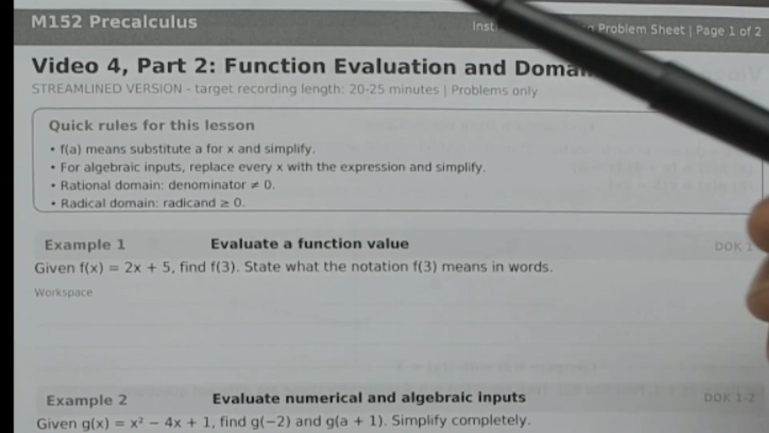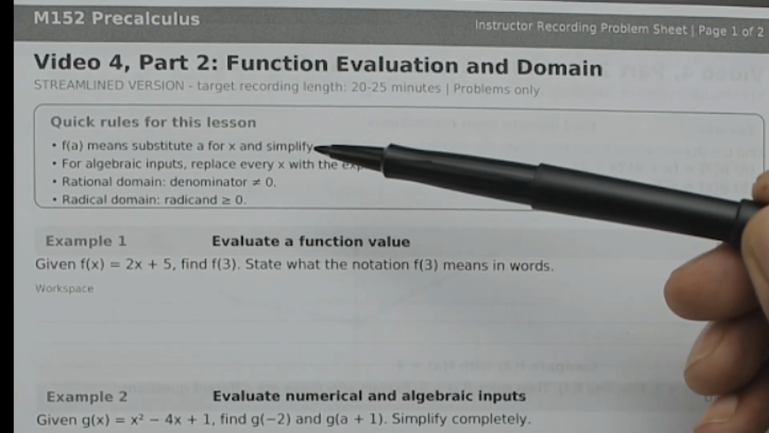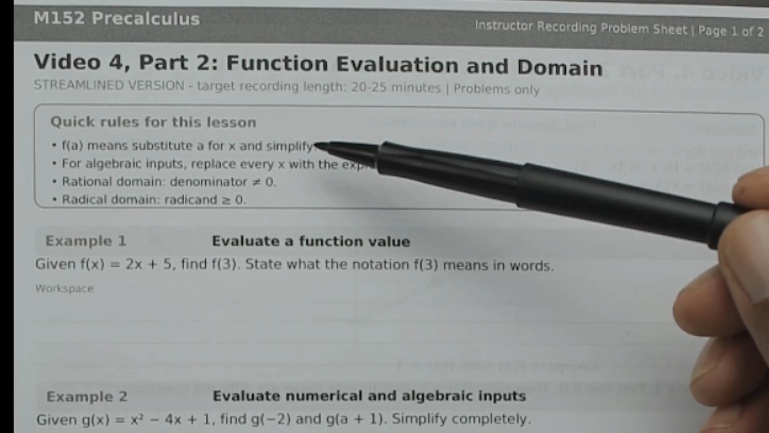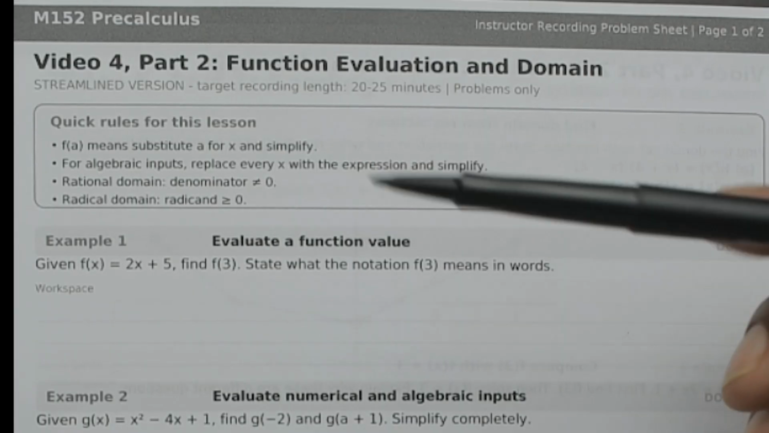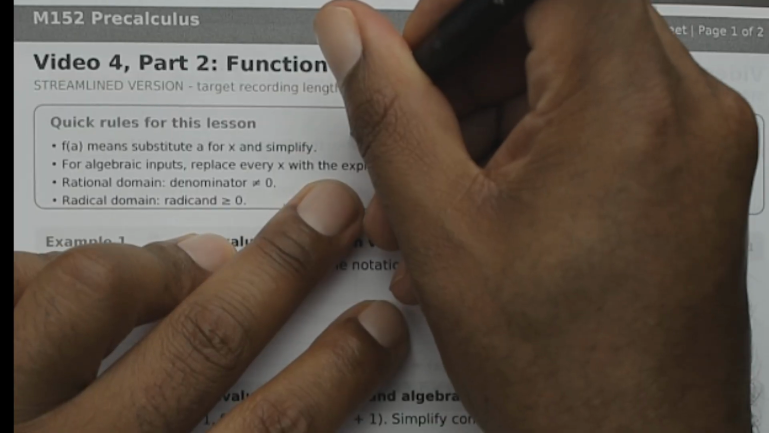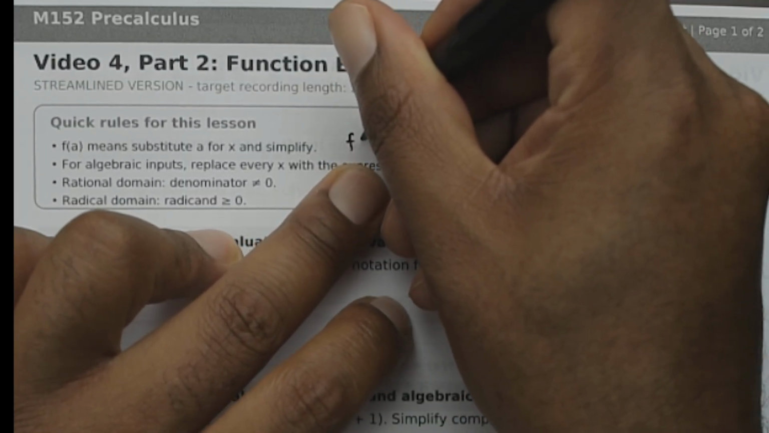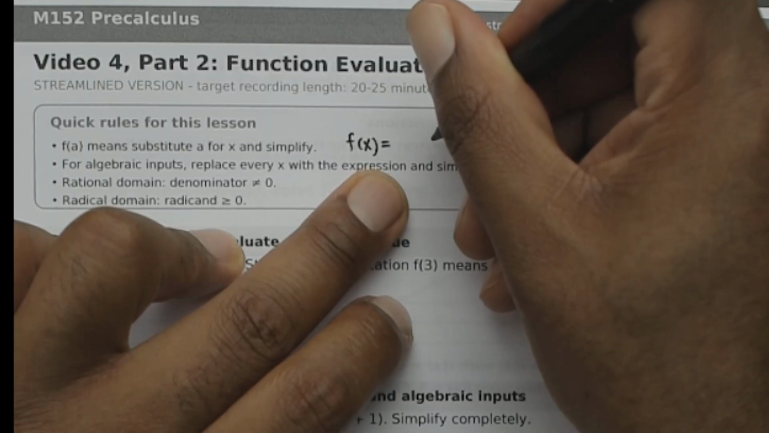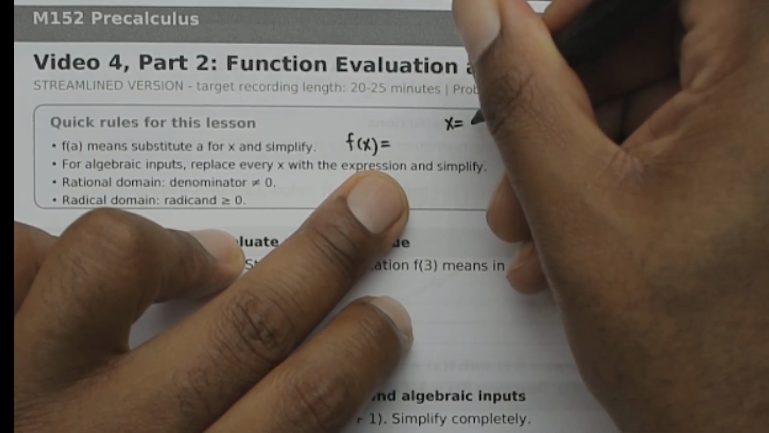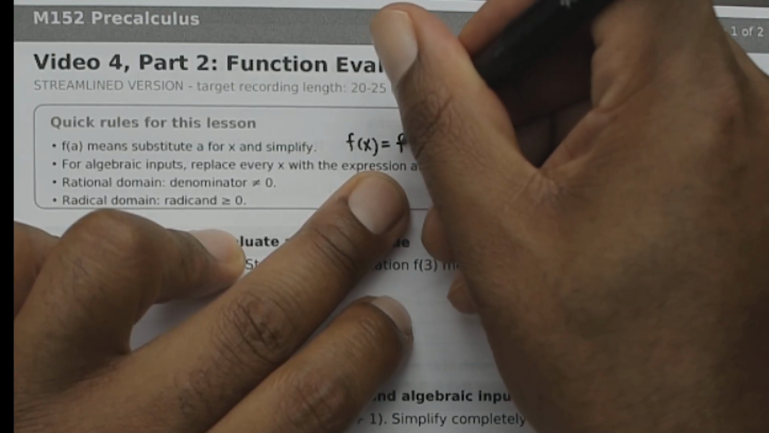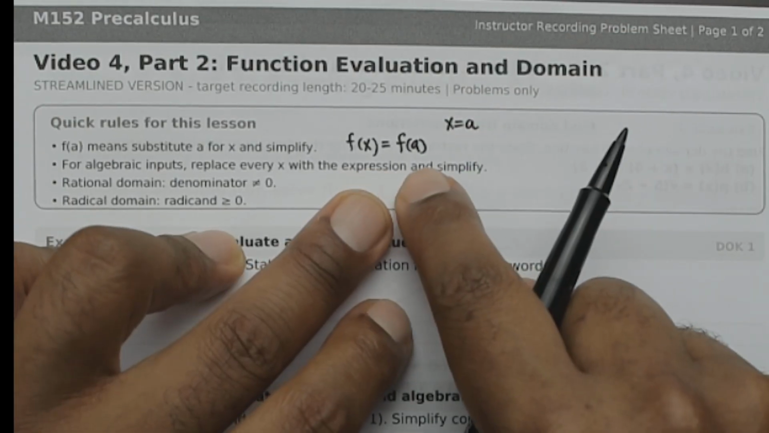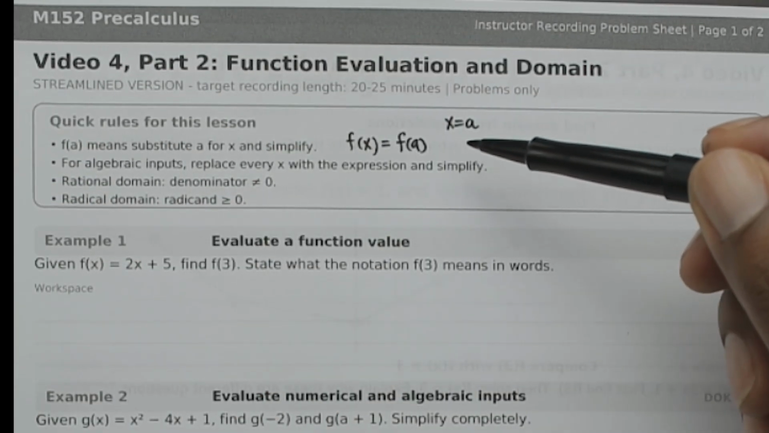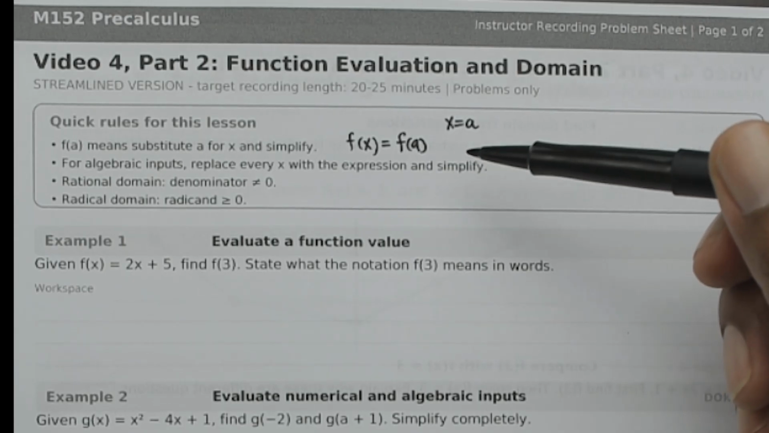First of all, these are the quick rules that I feel are the most important in this lesson. When you see f of a, it means substitute a for x and simplify. So, in other words, whereas it's typically f of x equals, in this case, we're going to say, suppose x equals a. Well, what you're going to do is substitute a into x. Okay. Next, for algebraic inputs, replace every x with the expression and then simplify.